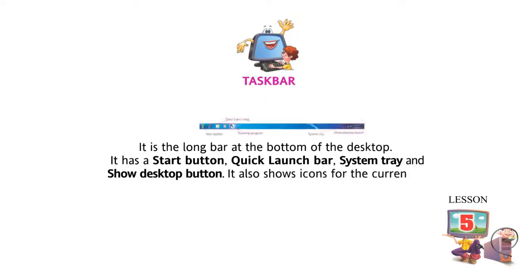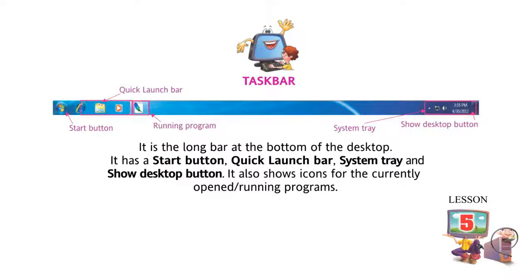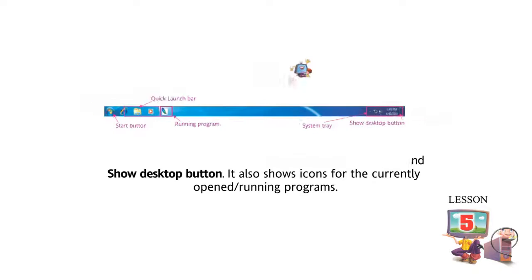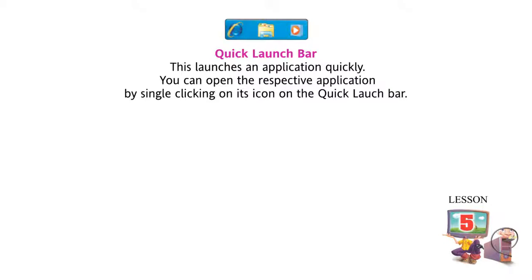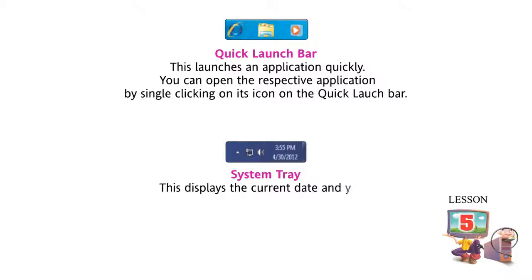Taskbar. It is a long bar at the bottom of the desktop. It has a Start button, Quick Launch bar, System tray, and Show Desktop button. It also shows icons for the currently opened or running programs. Quick Launch bar. This launches an application quickly. You can open the respective application by single clicking on its icon on the Quick Launch bar. System tray. This displays the current date and time.